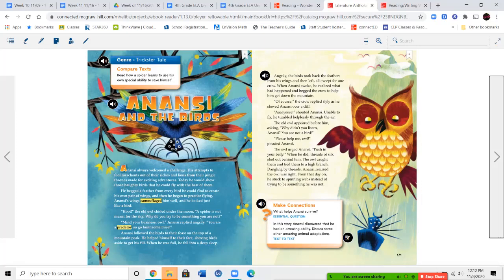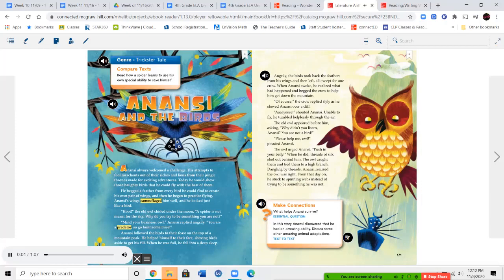Anansi and the Birds. Anansi always welcomed a challenge. His attempts to fool merchants out of their riches and lions from their jungle thrones made for exciting adventures. Today he would show those haughty birds that he could fly with the best of them. He begged a feather from every bird he could find to create his own pair of wings, and then he began to practice flying. Anansi's wings camouflaged him well, and he looked just like a bird.